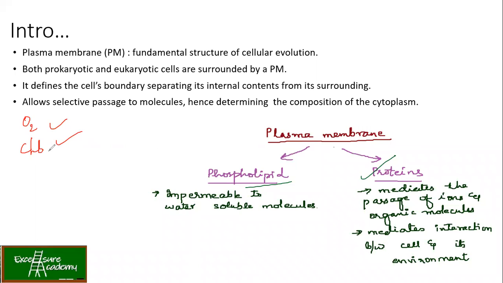So why can cholesterol pass? Because of its hydrophobic nature. Now why can oxygen pass? Can anyone tell me? It does not need any carrier or any channel by which it needs to pass through the plasma membrane, but it can easily pass through the plasma membrane. Why?